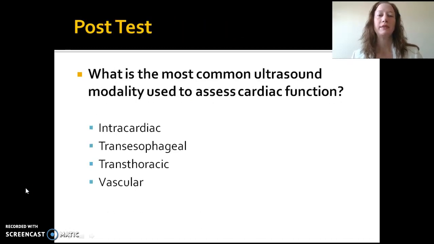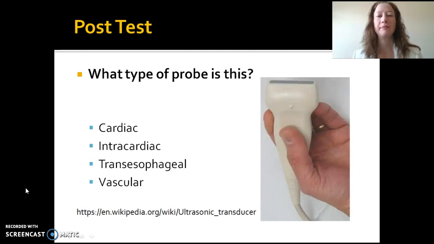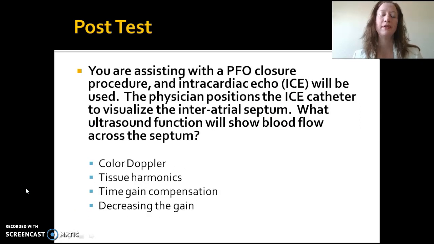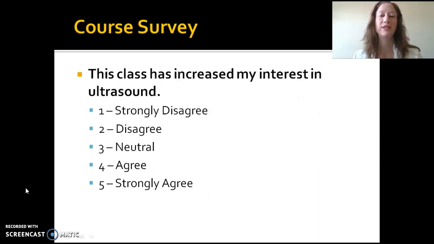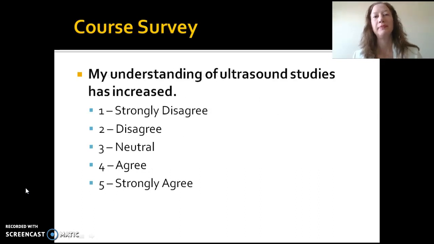And these are some test questions that I have developed to go along with this. Pictures, and I focused on these types of questions, which are scenario-based, things that would be seen in the real world and would be most relevant to the target audience. And here are some course survey questions. Organization of the course. Has it increased your interest? Has it increased your understanding of ultrasound?